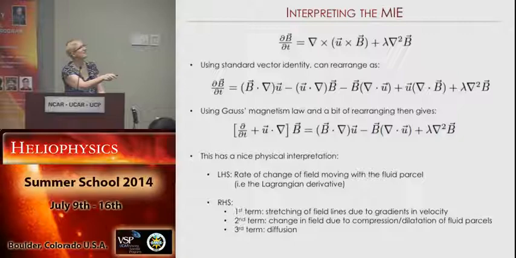Del dot B, right? Gauss's law. Boom. We lose one. Okay? The other thing we can do is we can realize that u dot grad b, well, if I stick that on this side of the equation, then I have d by dt plus u dot grad b. And that's just a Lagrangian derivative. That's a derivative in the reference frame of the particle, right?